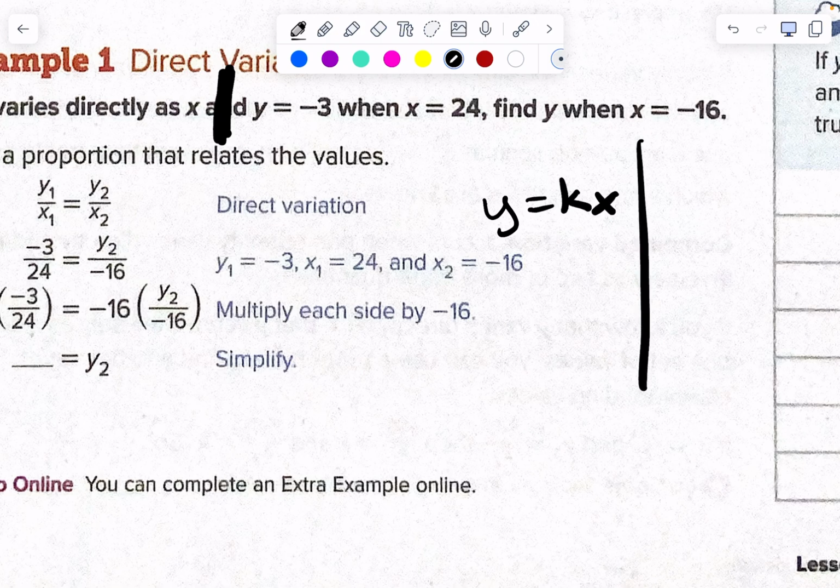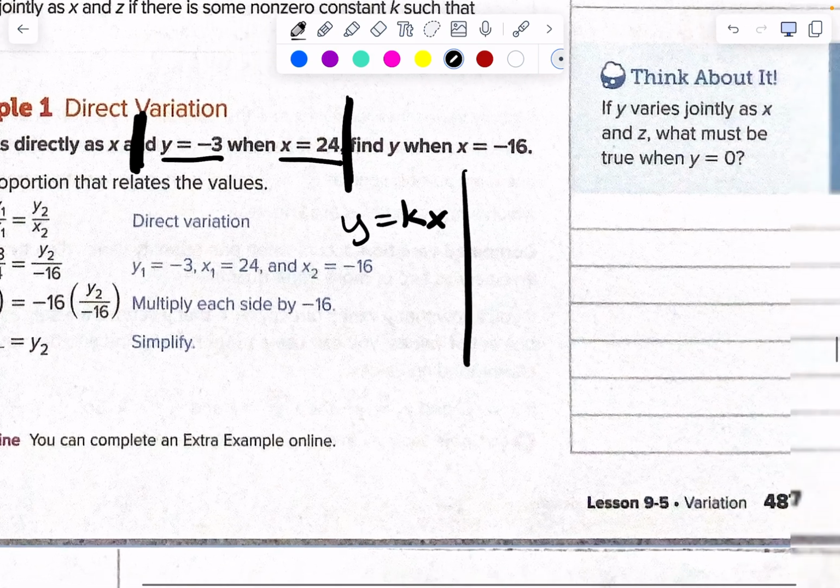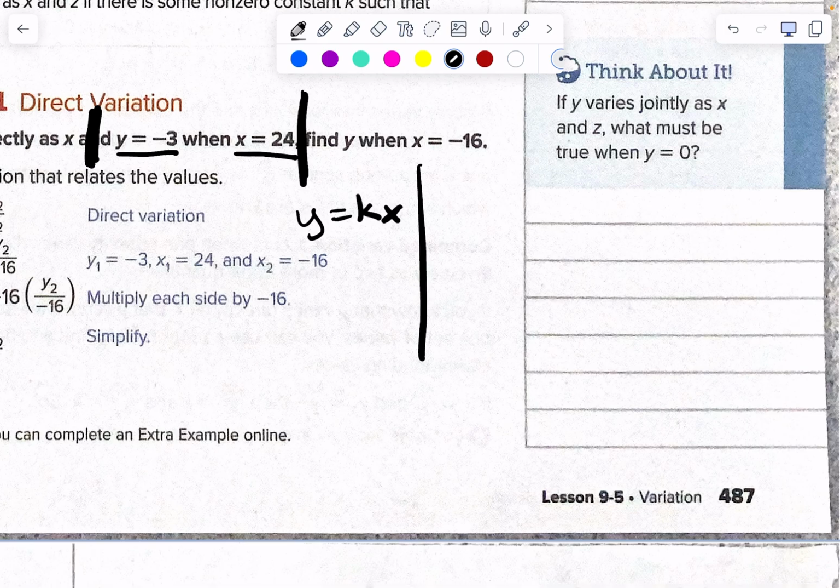That's my equation. That's part number 1. I've come up with my equation. That's the first step, is knowing which equation to use. Direct variation, y equals kx. Then it says y equals -3 when x is 24. That's my second part.